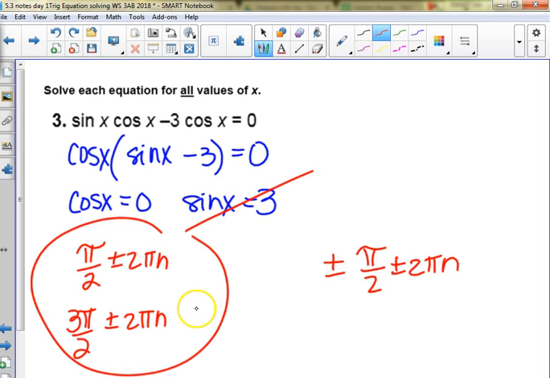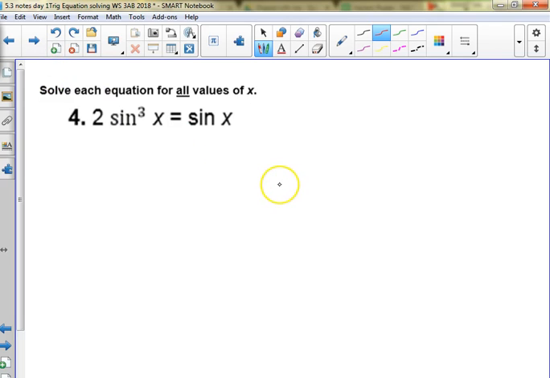I've seen people use k. Don't use x because it's already used in the problem. That makes sense? Otherwise, I don't really care. Some books I've seen use k, but that's about it.